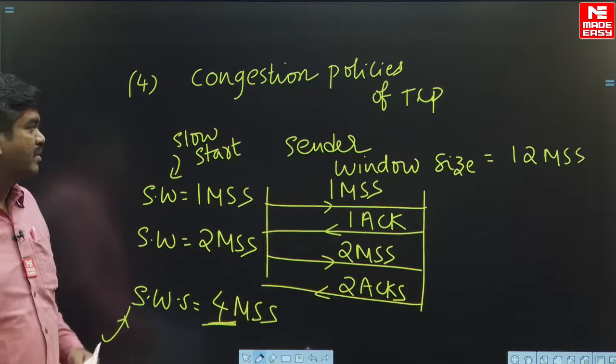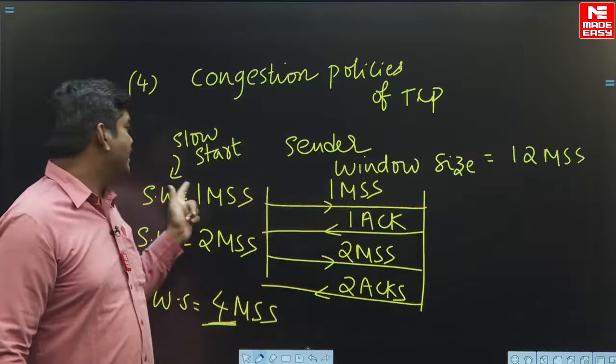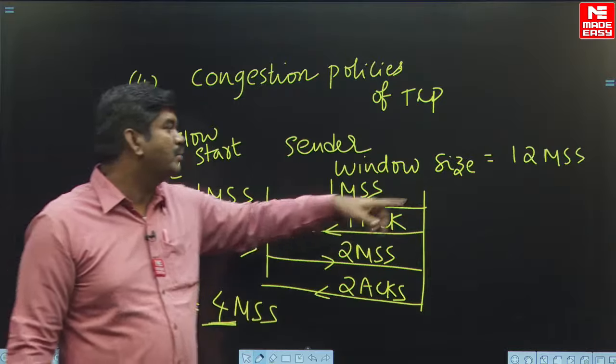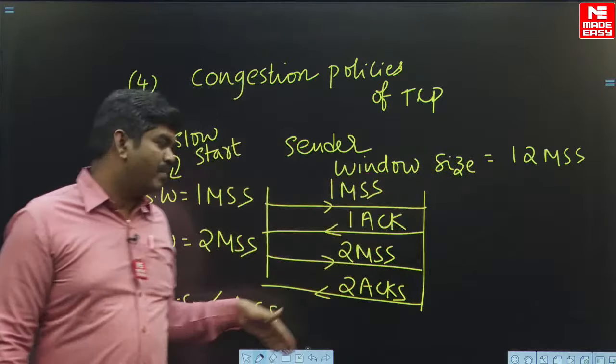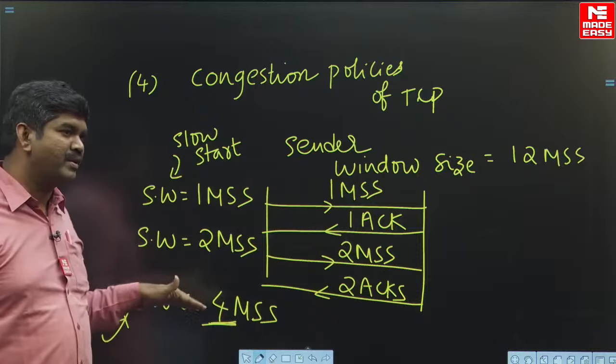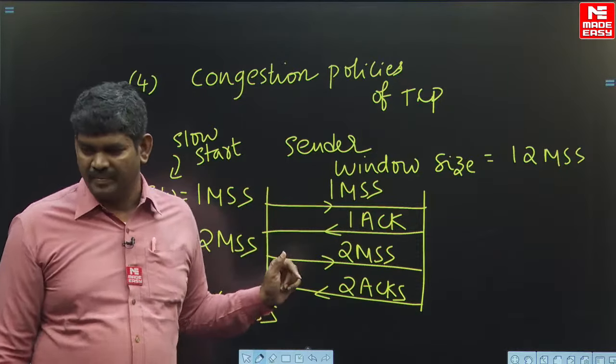Now you may ask, it was 12 MSS, but you remember it is the slow start algorithm. We start with 1 MSS, but the threshold value is made half, which is now 6. Since it is only 4, it is not exceeding 6, so you can continue. So for this one, the answer is 4 MSS.